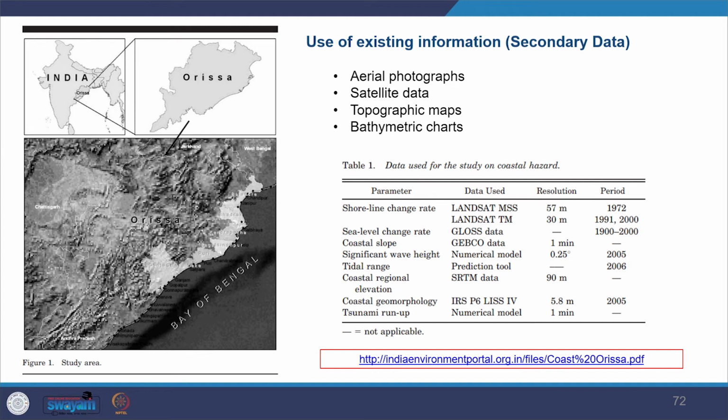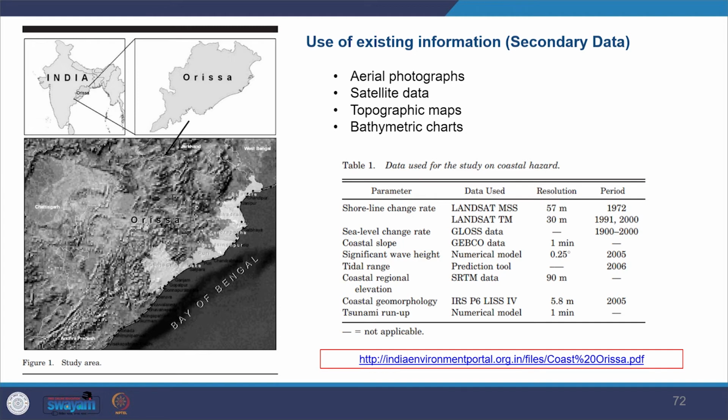You also need to have topographic maps, and bathymetric charts have to be prepared. All of these provide key information on the current and the historic morphology of the coast, and they allow you to identify what's really happening, so you can see what kind of trend is happening and what you can project and predict.